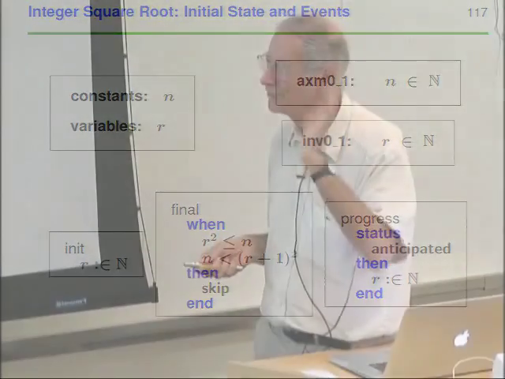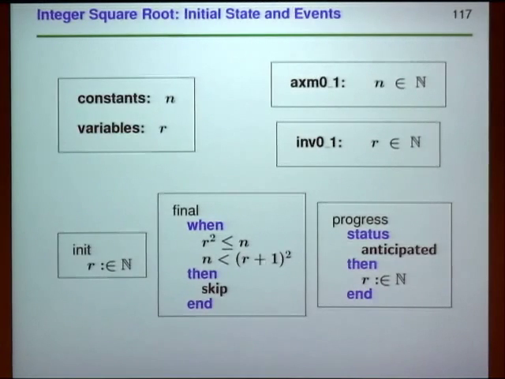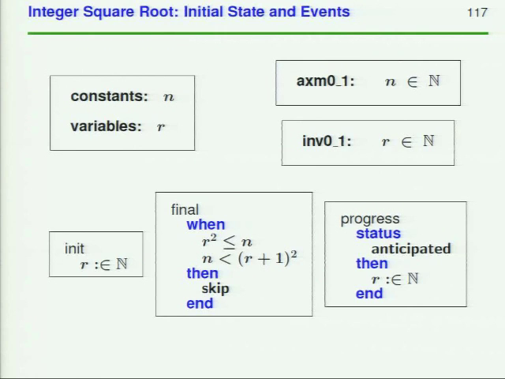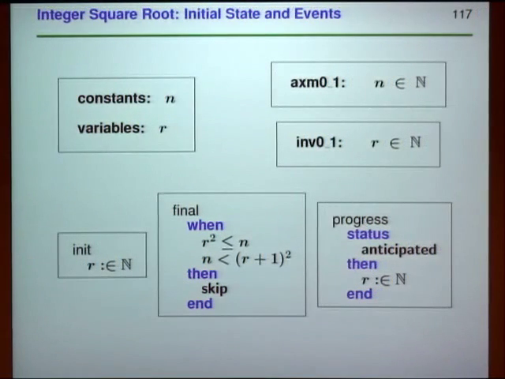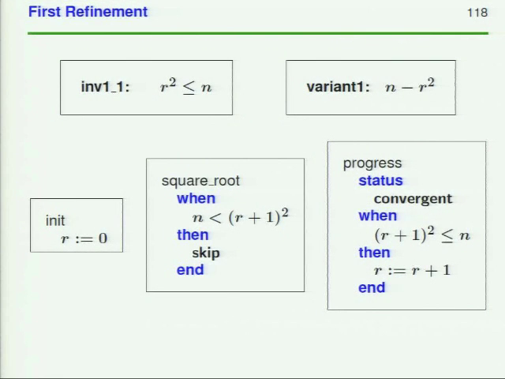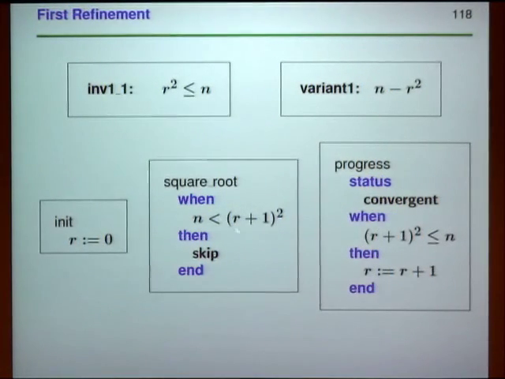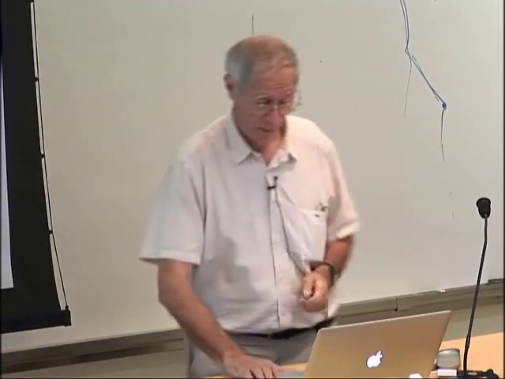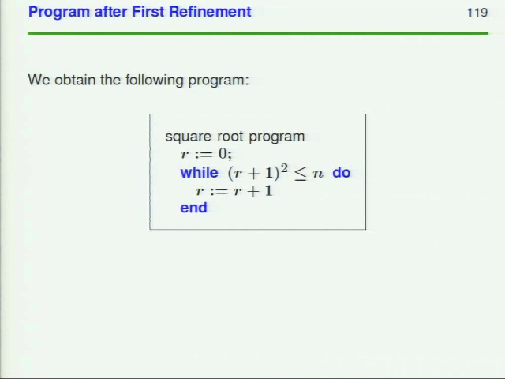Again, still the same technique. We define the final. I just give the definition here, the precondition. So this is exactly this one, and then I have a progress which is anticipated, and a simple assignment for the other variables. And then, of course, it's very simple. When n is smaller than this, it is the final. And here I just do this. When (r plus 1) squared is smaller than or equal to n, I just increment r. And then I have the variant, which is this one. And here is the square root program.